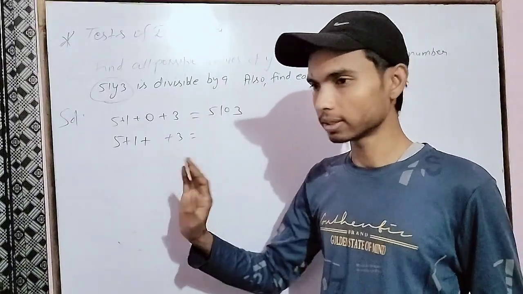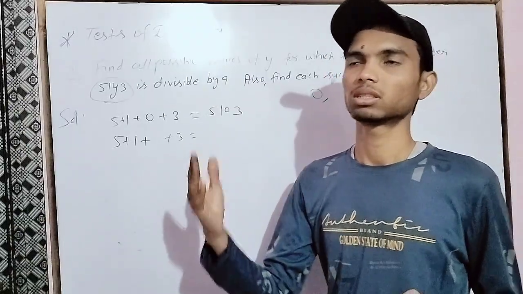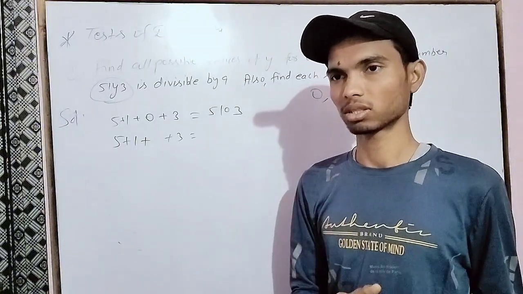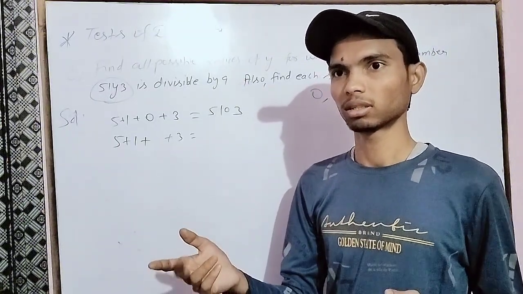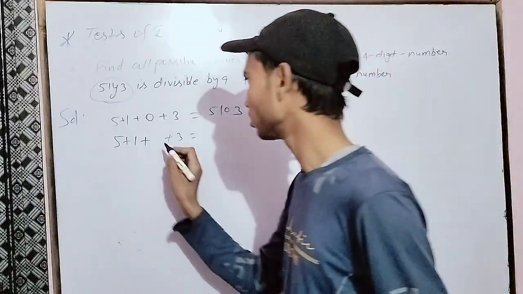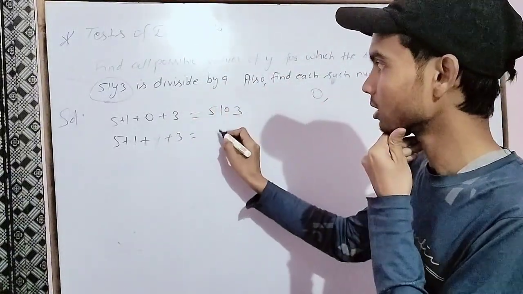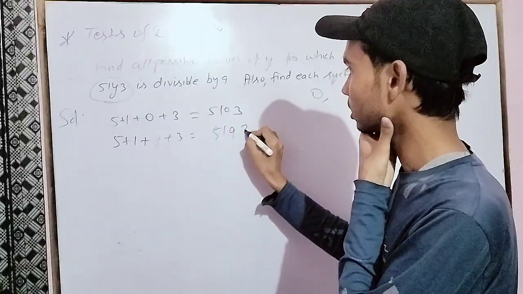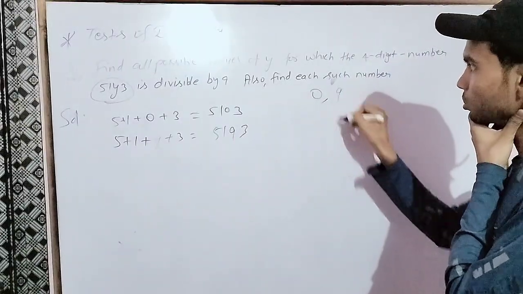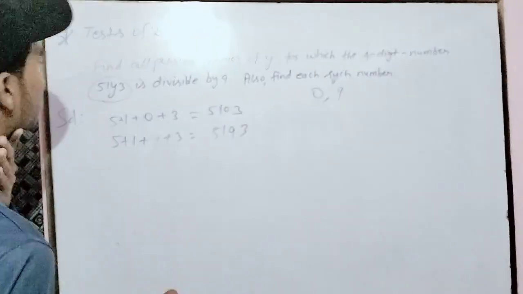4, then 13, 5, 14, 6, 15, 7, 16, 8, 17, 9, 18. How much? 9. 9 3s are 12, 12 and 6 is 18. Yes. 5 1 9 3. So the next is 9. That's it.